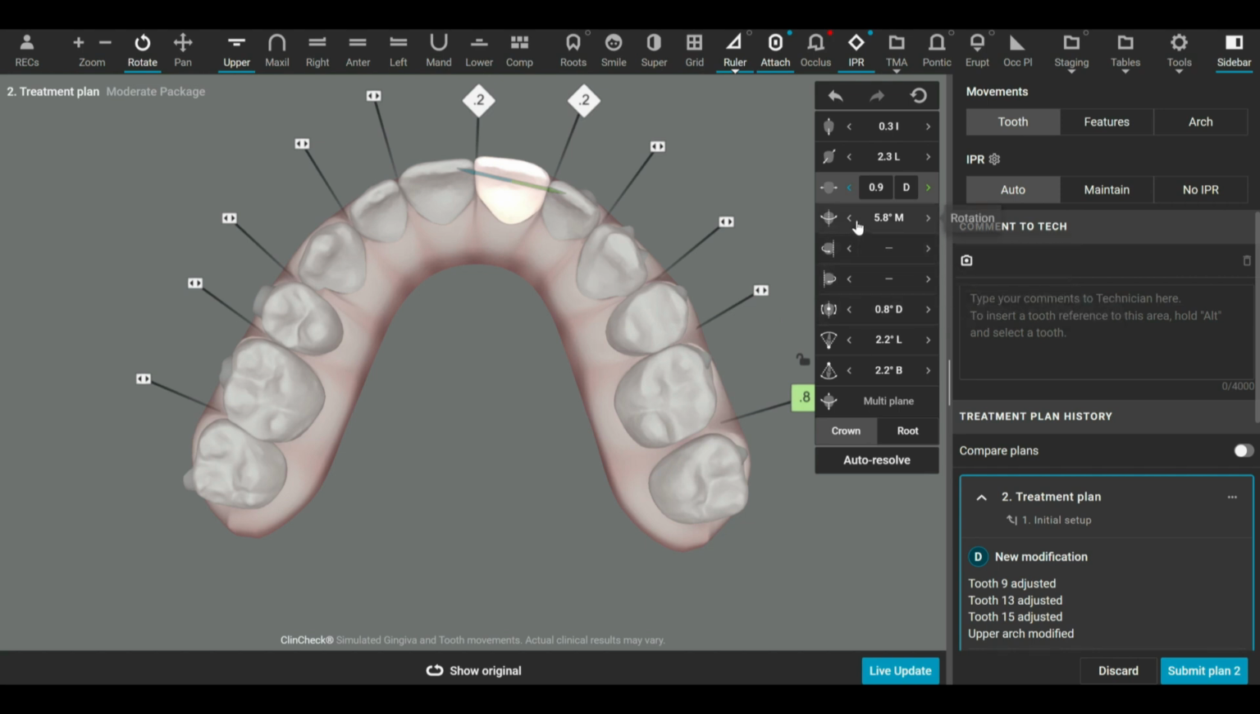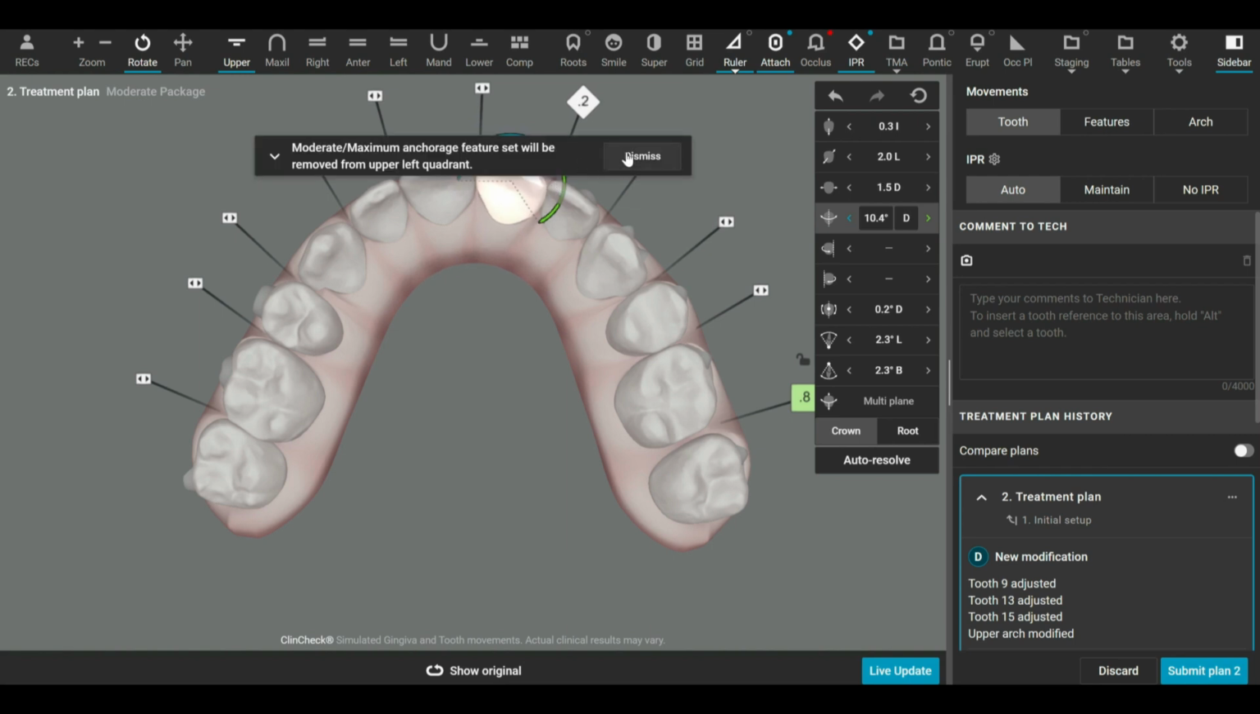Right here is pure rotation. The center of axis is going to be in the center of the tooth, so that's the rotational axis right there. You see, if you go this direction, the mesial's out, the distal's in. If you go this way, opposite, distal out, mesial in.